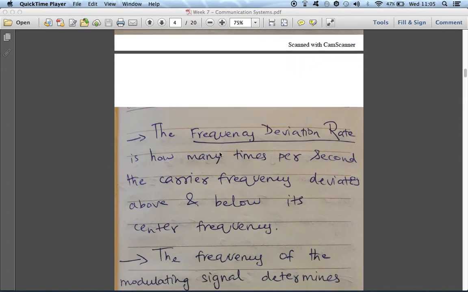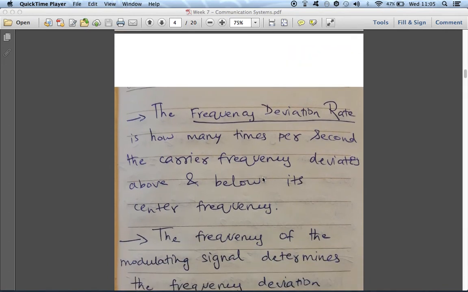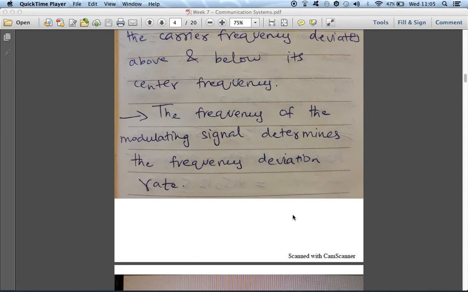Another terminology, frequency deviation rate, is the number of times the carrier frequency deviates above and below its resting frequency, which is the central frequency. So the frequency of the modulating signal determines the frequency deviation rate. As the frequency of the modulating signal is increased, the number of times the carrier deviates above and below its central frequency increases, and the frequency deviation rate resultantly increases.